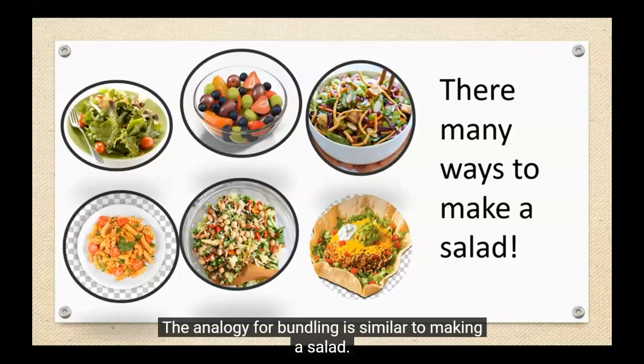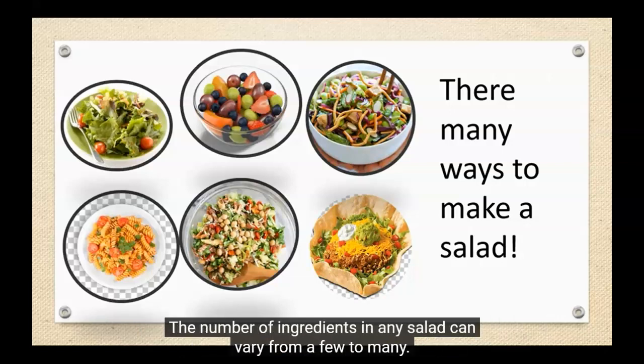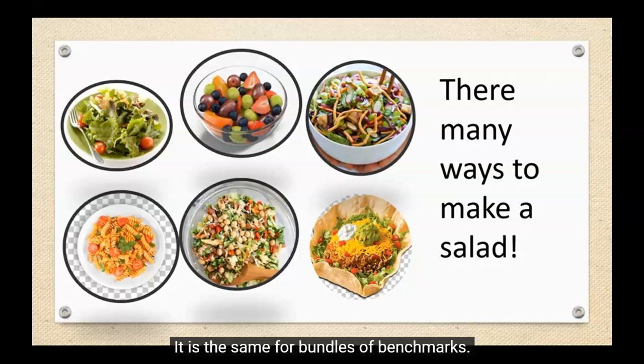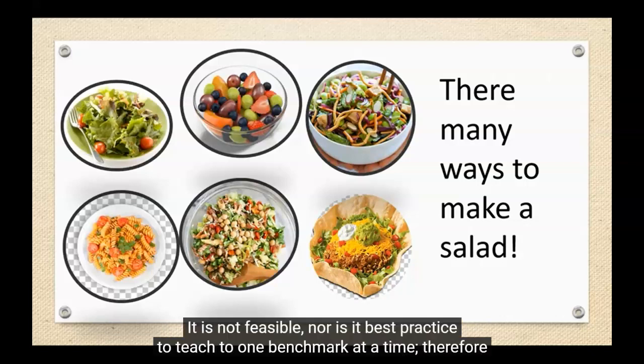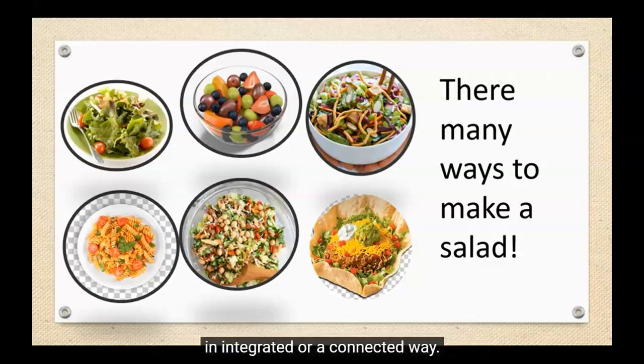The analogy for bundling is similar to making a salad. Think about benchmarks as individual ingredients in a salad, and that salads are a bundle. The number of ingredients in any salad can vary from a few to many. It's the same for bundles of benchmarks. It's not feasible, nor is it best practice, to teach to one benchmark at a time. Therefore, we combine or bundle benchmarks to create cohesive chunks of content that will be taught in an integrated or connected way.